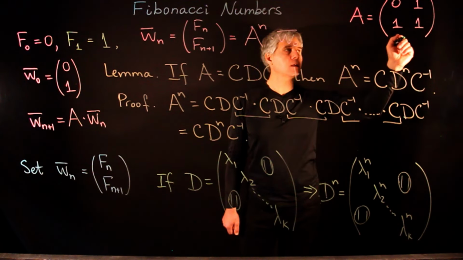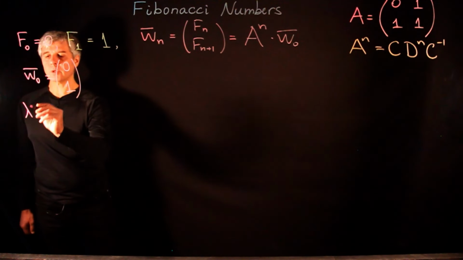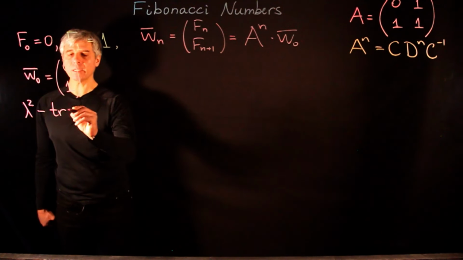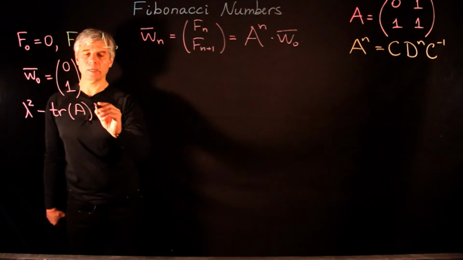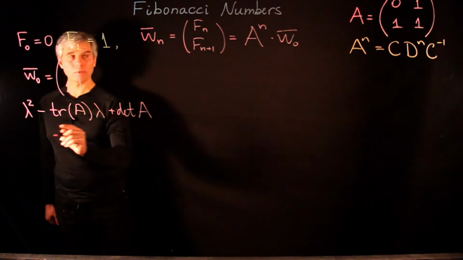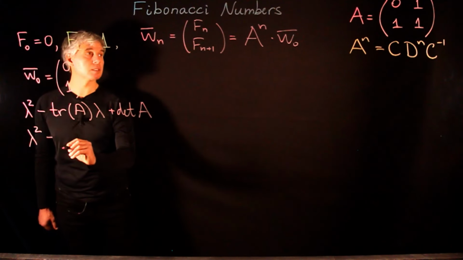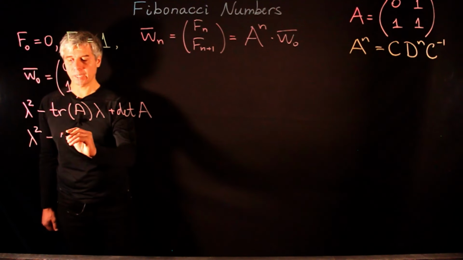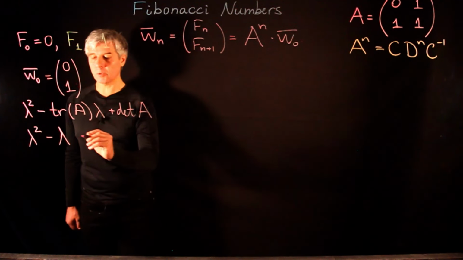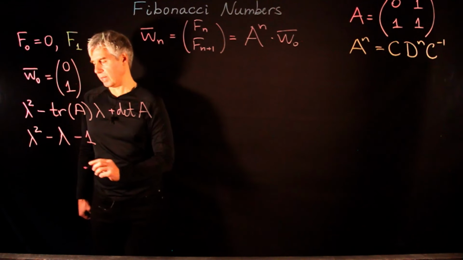So let us take this matrix and diagonalize it. The characteristic polynomial for a 2 by 2 matrix is given by the expression lambda squared minus trace of A times lambda plus determinant of A. For this matrix, the trace is equal to 1, so we have lambda squared minus lambda, and the determinant is equal to minus 1. So this will be the characteristic polynomial.